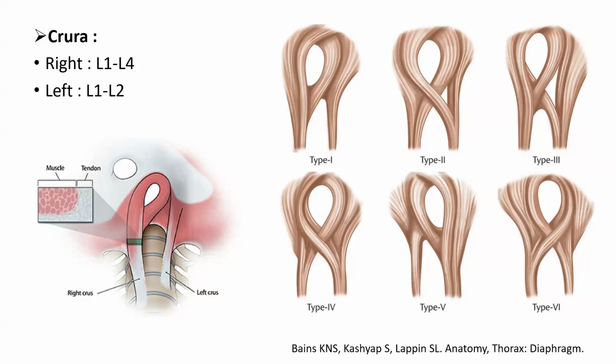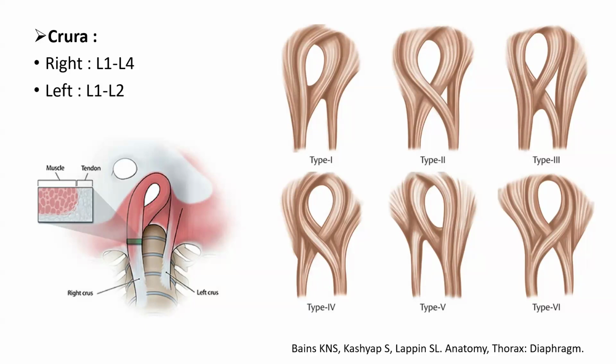The pattern of the crural arms at the esophageal hiatus is variable. The most common type is type 1, up to 45 percent. In this, the esophageal hiatus is formed by muscular contributions arising only from the right crus. In type 2, the esophageal hiatus is formed by muscular contributions from the right and left crura.